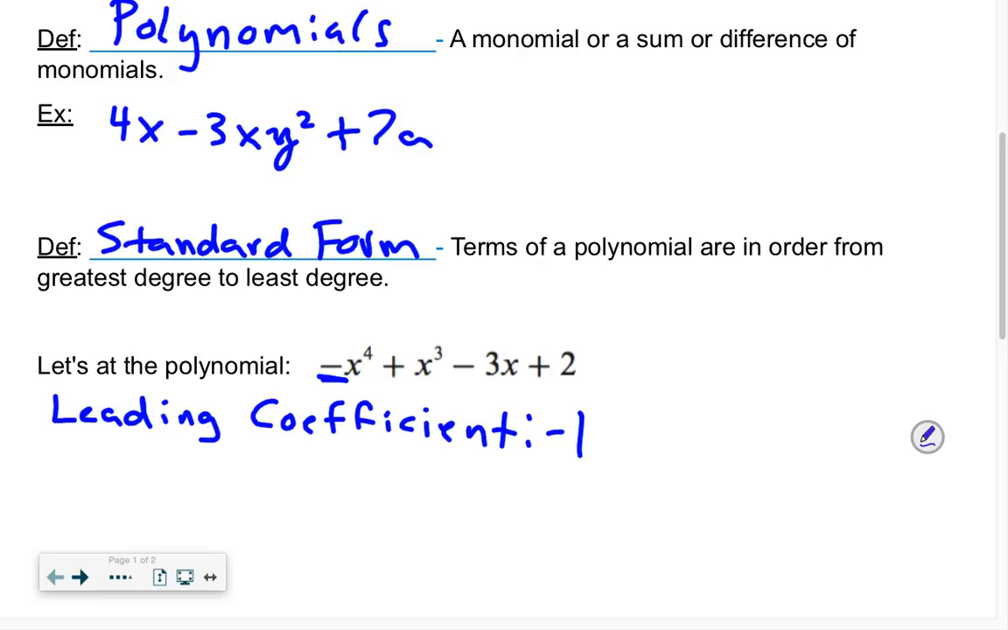Students will always write this down. They'll go negative x to the 4th. Yes, I'll give it to you, but understand this is the leading term. I just want the leading coefficient, which is strictly the number.